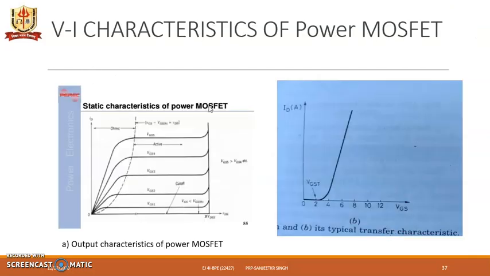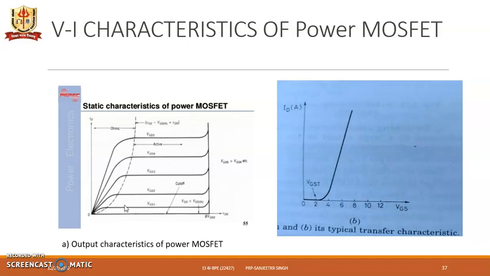VI characteristics of power MOSFET: we are interested more in the output characteristics, which will be drawn with ID current against VDS, the drain to source voltage. When this drain to source voltage is increased, the ID current initially increases in the ohmic region, and beyond this ohmic region the current is more or less constant till the forward breakover voltage is reached. When the VGS value, the gate source voltage, is less, then the device remains in the off state, cut off state.